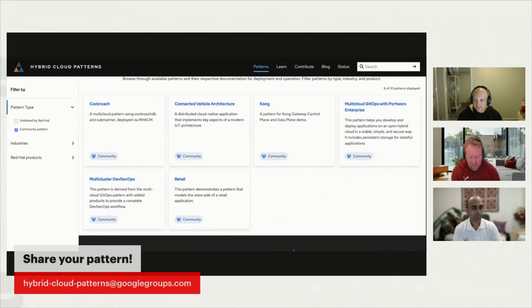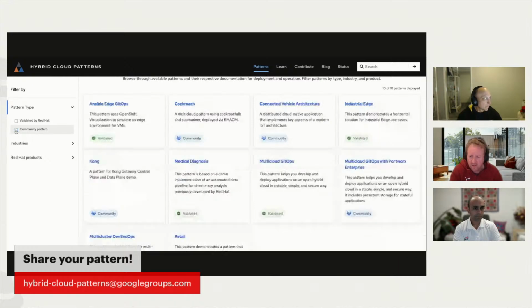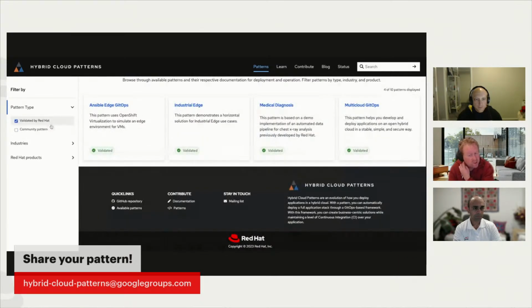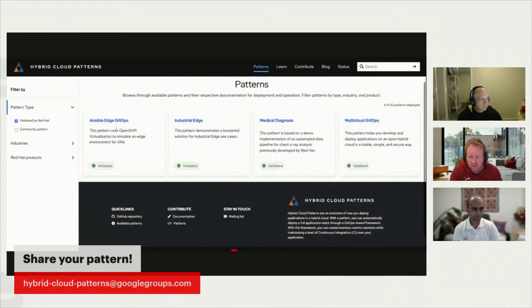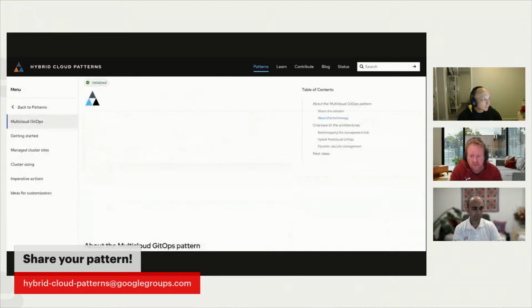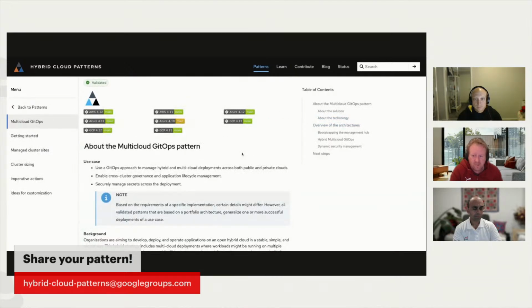Once you've got a community pattern and you think, this is so great, and everyone around you is saying, hey, I want this, this is something that should get the validated treatment. We're trying to do this as an open process. So we've got hybrid cloud patterns at googlegroups.com. It's linked on the site somewhere, probably under contact. And you can say, hey, there's this pattern, and we think it's worthy of that ongoing investment of validation. And so that's where we'll have a transparent conversation about pros and cons.